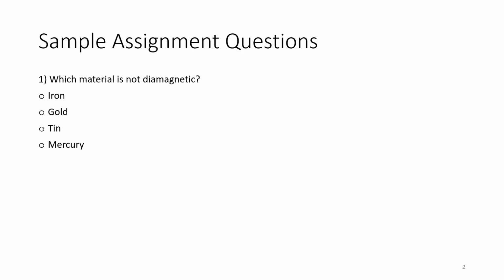So first question is, which material is not diamagnetic? So this question is related to magnetic properties. So your options are iron, gold, tin and mercury. So your answer will be iron, because iron is ferromagnetic material. It shows higher magnetism compared to these other materials.